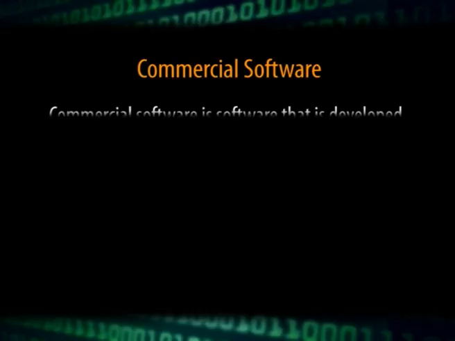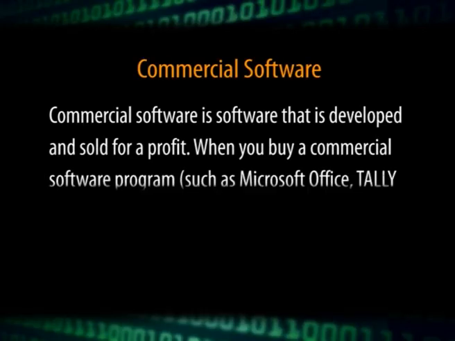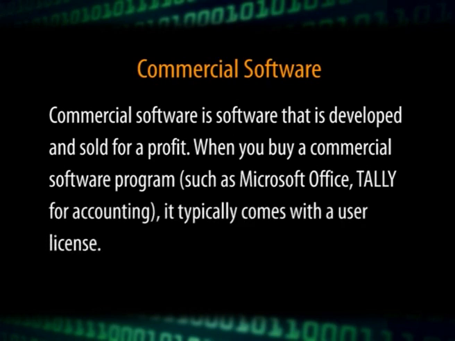The commercial software is software that is developed and sold for a profit. When you buy a commercial software program such as Microsoft Office or Tally for accounting, it typically comes with a user license. If the license is single user, it means that the user cannot install the software on more than one machine or make multiple copies of the CD for distribution to others or for installing on other machines.